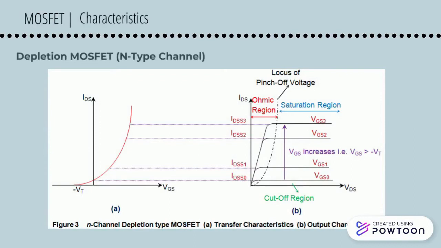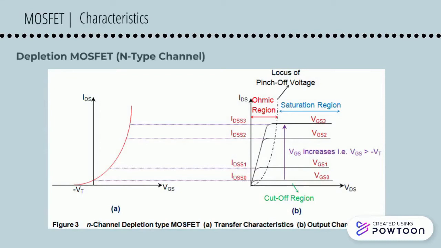Under these conditions, the device will act like a closed switch through which a saturated value of IDS flows. As a result, this operating region is chosen whenever MOSFETs are required to perform switching operation. So this figure is referred to as the N-channel depletion type MOSFET.